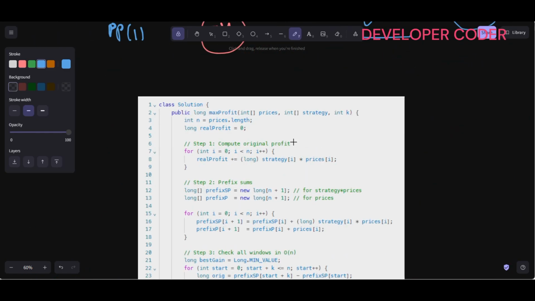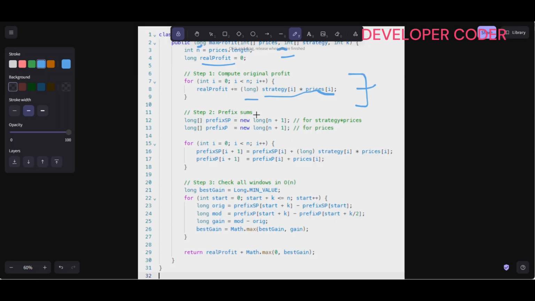Now let's see the code. Very simple, nothing complex here. So this is what we have. We iterate over the length of prices, and the real profit starts at 0. Then first we are going to compute the original profit, strategy into prices of i. Here we have long, and here prefix sums.